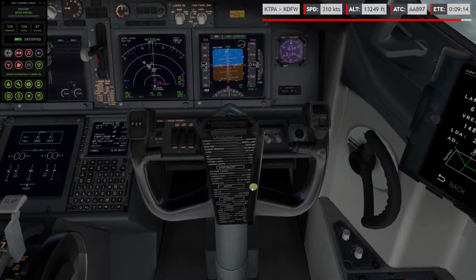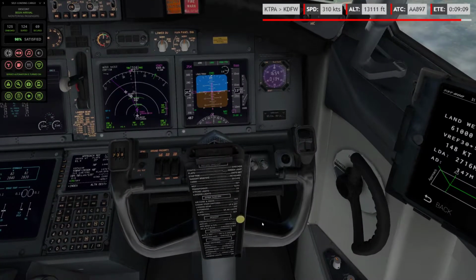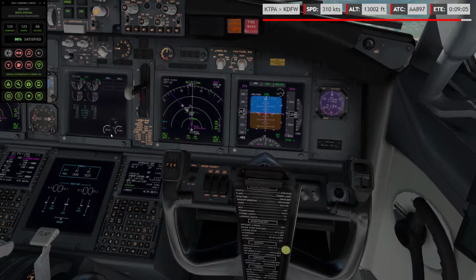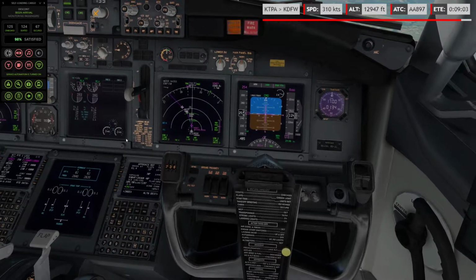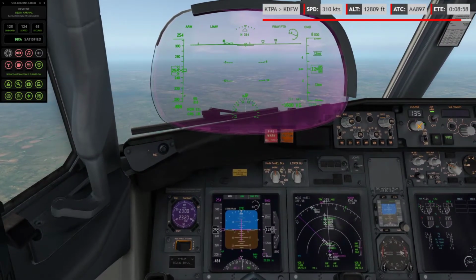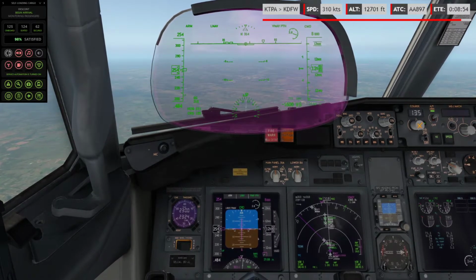Alright, descent checklist. Pressure, we have 600 feet. NTS not required. Approach briefing and fuel. Approach briefing is done. Fuel will be, we have 2525. That's under 5 tons. That's more than enough. We can turn on the terrain radar over here as well.